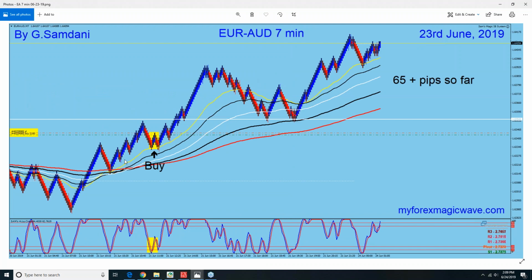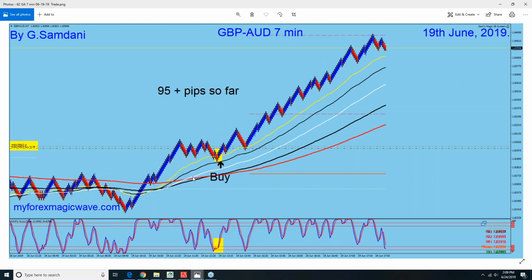On the 23rd, look, below the red line, Euro Aussie, right? And then all of a sudden news comes in, boom, it goes above. This is the first entry here. I didn't take that one, but this is the second entry I took and it went up, right? This is Euro Aussie. And then look at this, this is Pound Aussie going up. Again, it was bearish, bearish, bearish, below the red line. All of a sudden, it pops to the upside, gives you an entry, and it goes all the way.